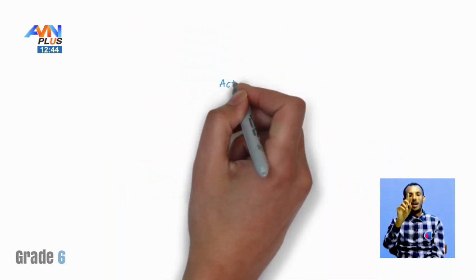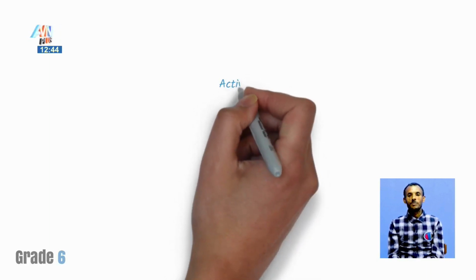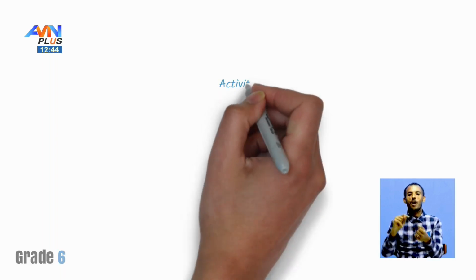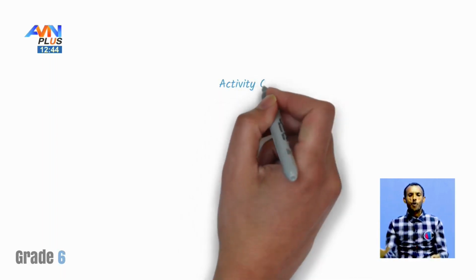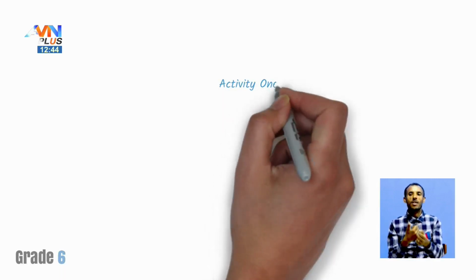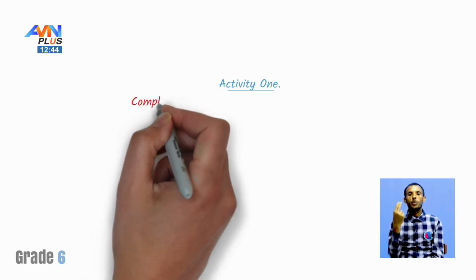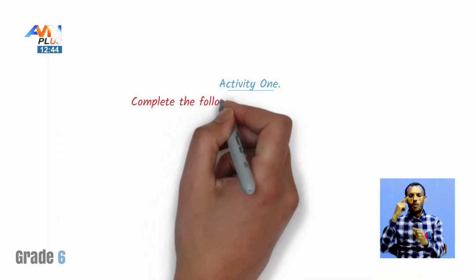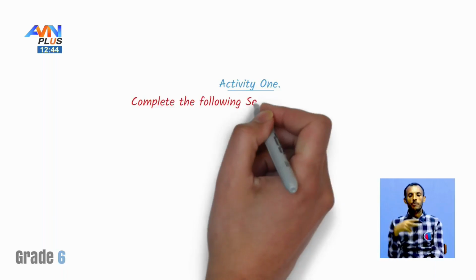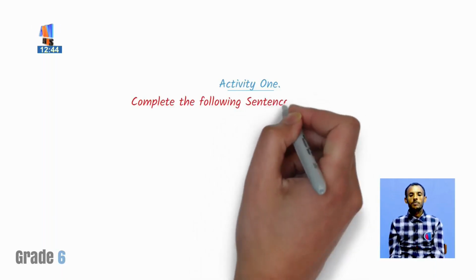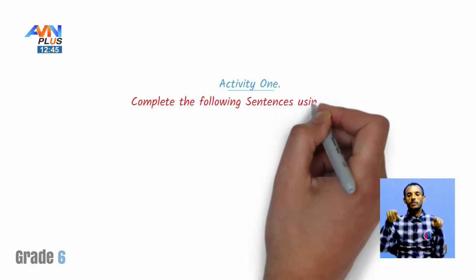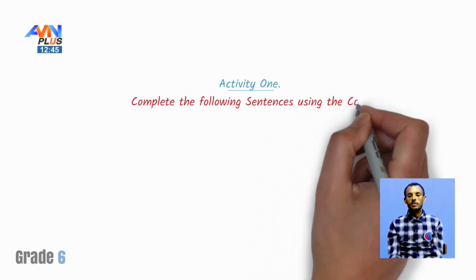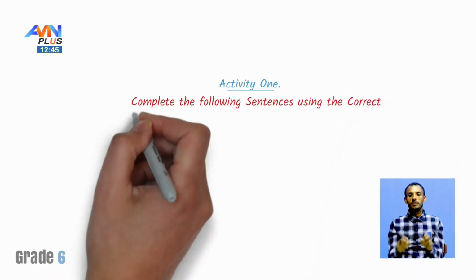Activity 1. Complete the following sentences using the correct form of the verb. The verb in bracket. Okay? Okay. The first one.